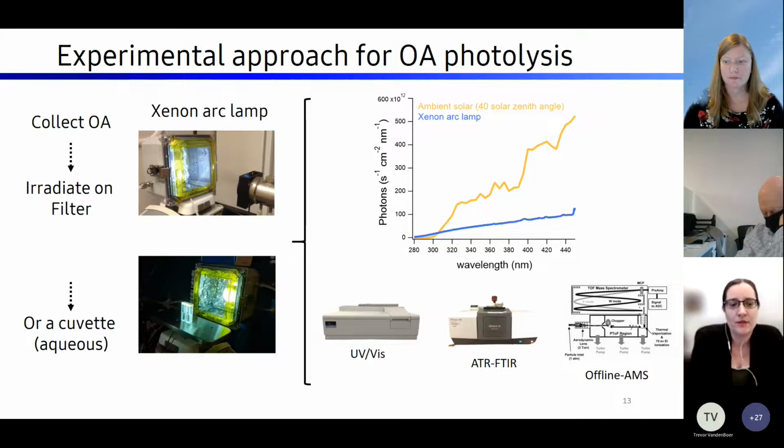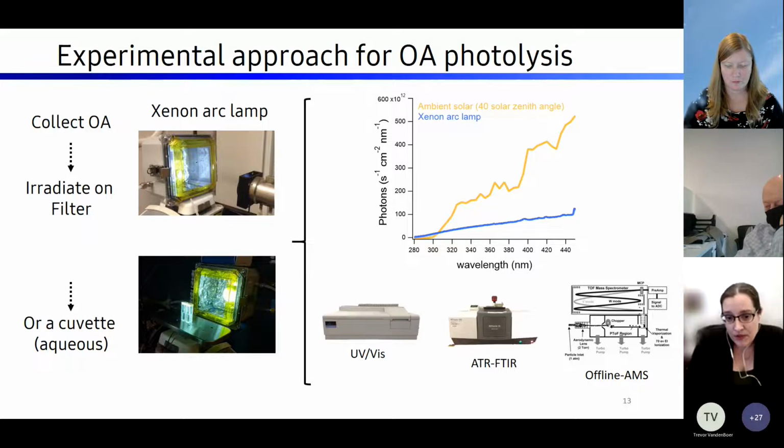We can also do some of our aging experiments in kind of the more standard method, which is to do an aqueous extraction and then put them in a quartz cuvette and do a bulk aqueous phase photolysis for the material. Over on the right, I'm showing you the spectrum that we have for our xenon arc lamp in blue relative to what we have for ambient solar. You can see that we have a pretty similar shape compared to what's in ambient solar, but we are about 3 times weaker than the solar that was used in Hodzic et al.